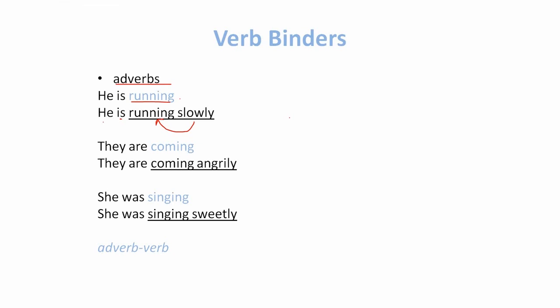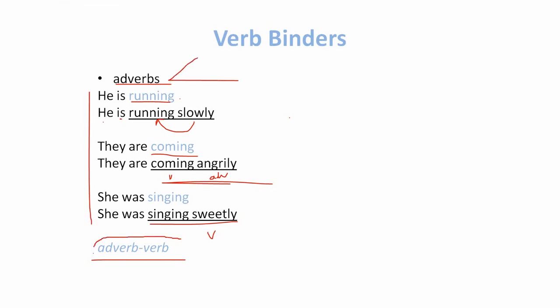Therefore, remember an adverb and a verb as one verb segment. They are coming. That's a verb. They are coming angrily. So verb, adverb. Verb and adverb together is a verb segment. She was singing. She was singing sweetly. Singing sweetly is a verb segment. So the segment rule is adverb and verb. Write this under your notes for examples for adverb as a verb binder and mention adverb verb as a segment in your segments page.